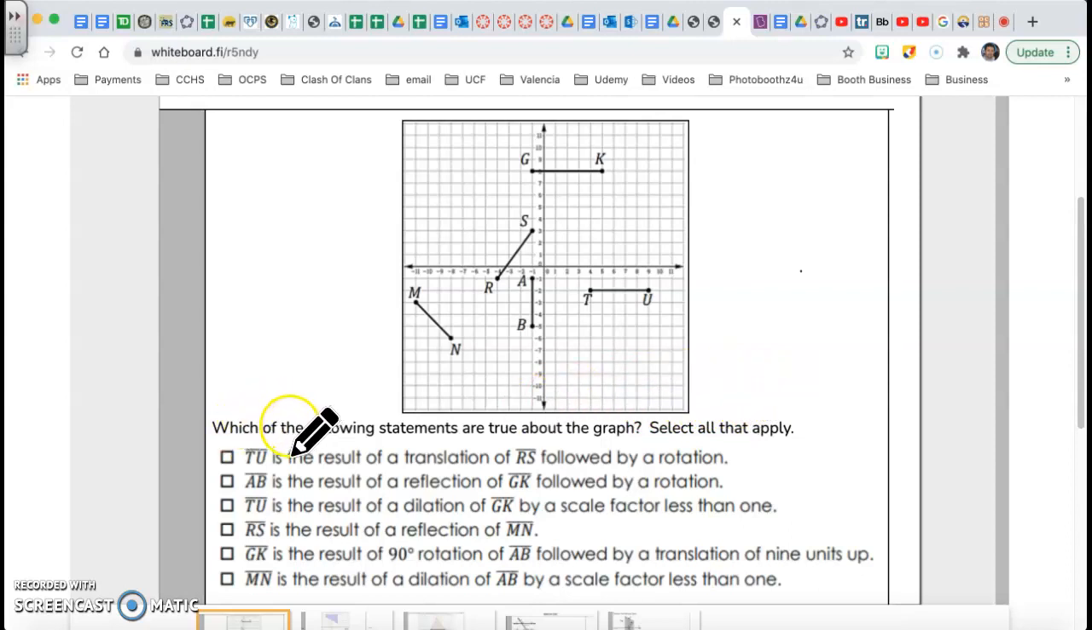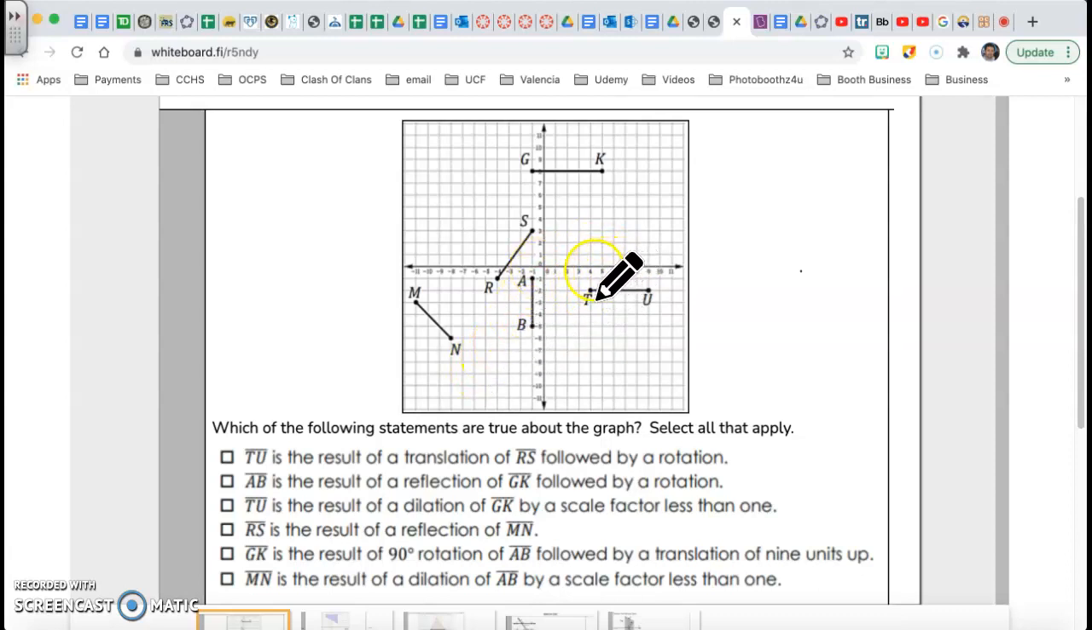First one. TU is the result of a translation of RS followed by a rotation. TU is on the right side. If they're saying it's a translation and then a rotation, we need to understand that those two lines have to have the same measure. So this is possible. Let's see.